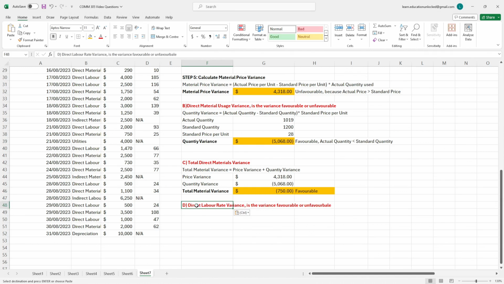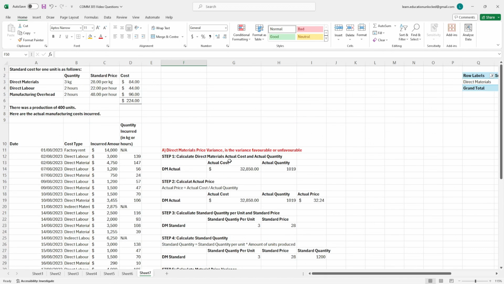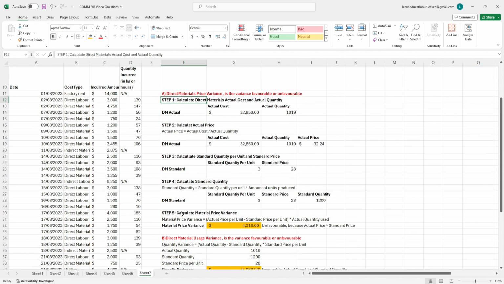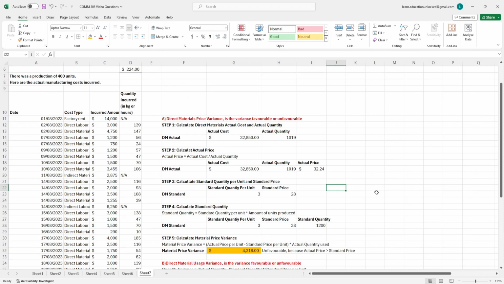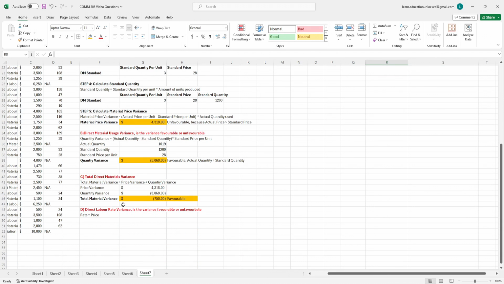It's a very simple one. So now our direct labor rate variance, and is the variance favorable or unfavorable? So don't get confused if you guys see rate. Rate just means price. It's just a way of tricking you guys, but if you just know that it's price variance, then it's the same exact steps that we just did in question A. So the first thing we have to do is go look at our pivot table up here. Right now we only have direct materials, so we want to select direct labor. So I'll create the table.